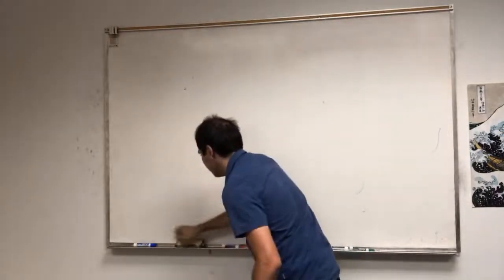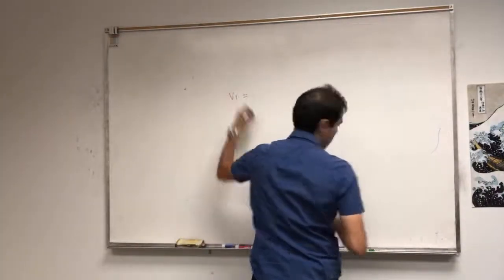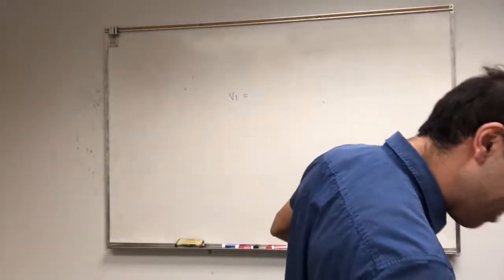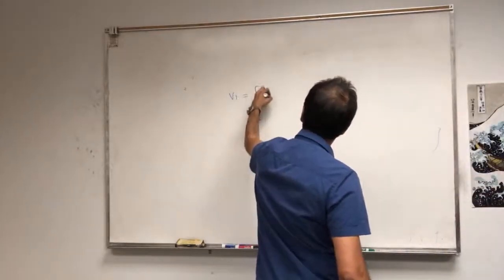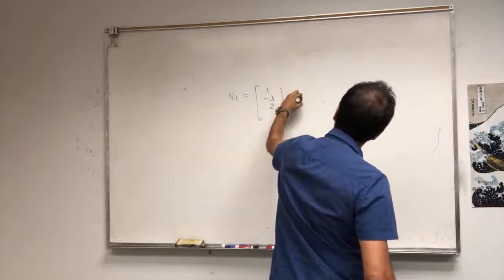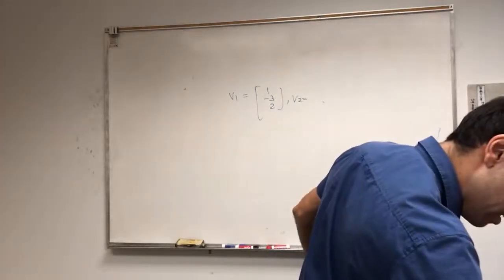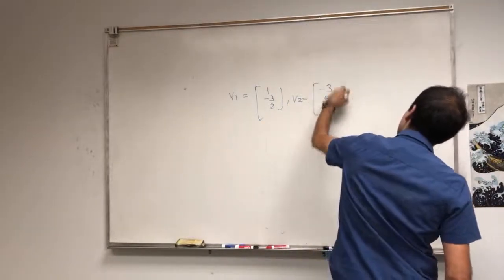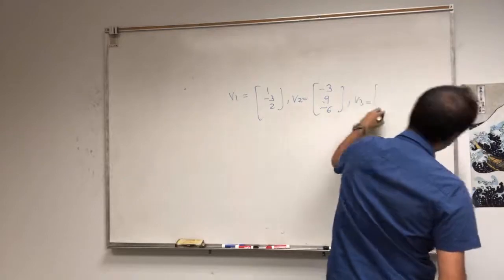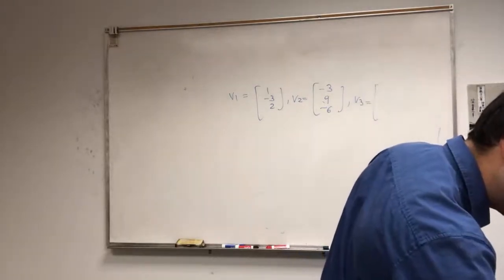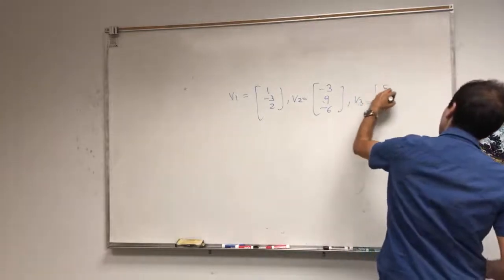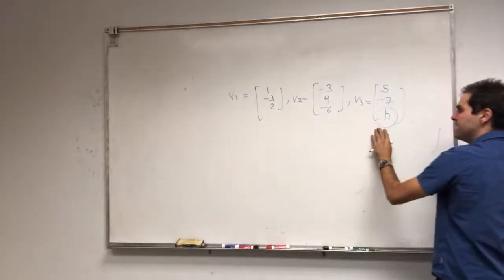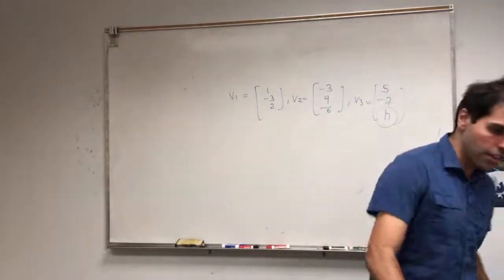So V1 is, again, it's those H problems, which are awesome because they're so easy to grade. So 1, minus 3, 2. V2 is minus 3, 9, minus 6. And V3 is, let's see, 5, minus 7, h. The question is, for which value of h is this vector in the span of the other two?